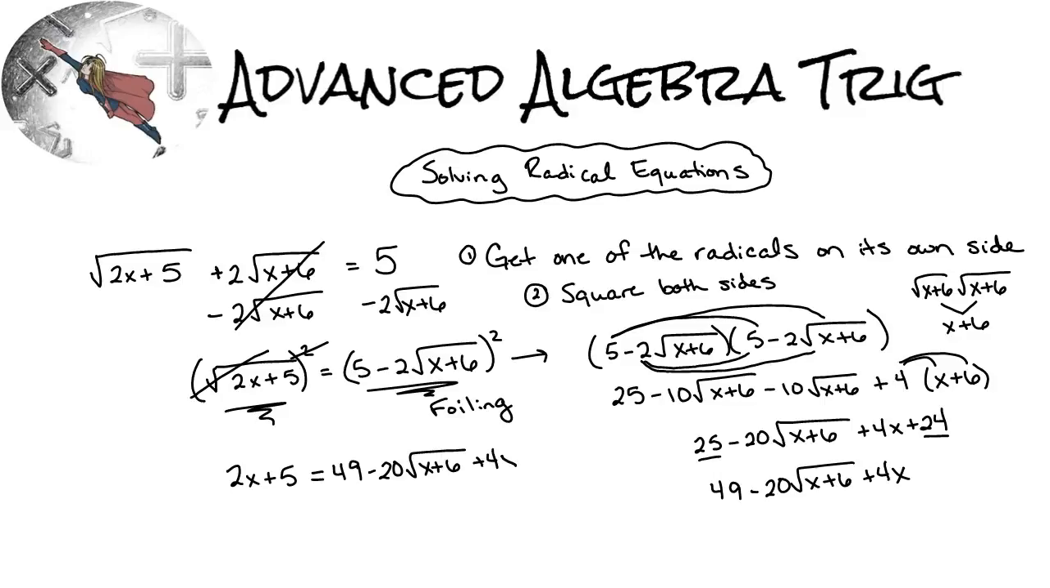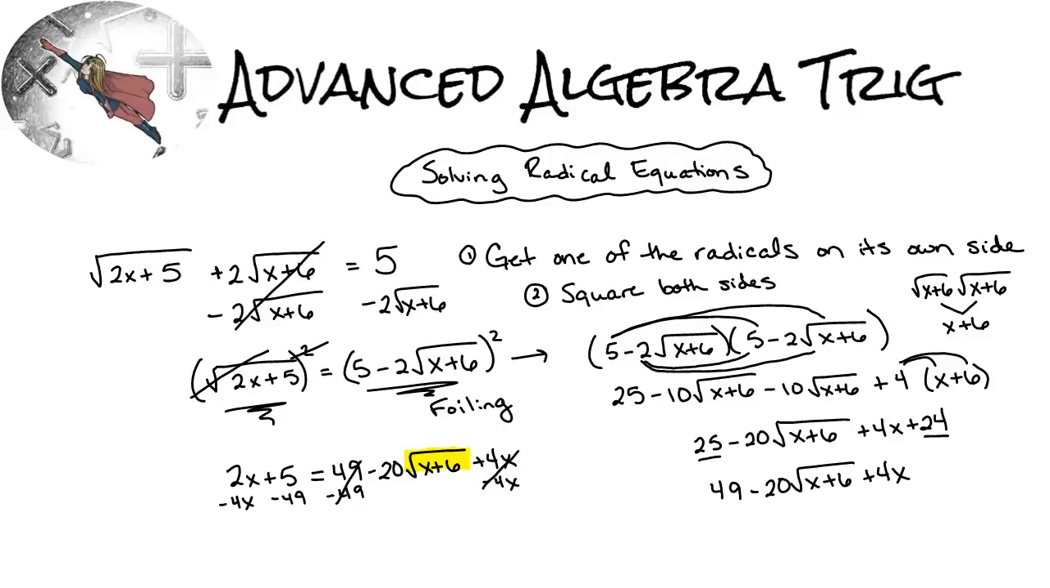Alright, now I kind of repeat the process because now I still have a radical. I'll just highlight it right there. It needs to be alone, and I need to square both sides of the equation again. So I will move stuff away from it. I'll do minus 49 on both sides. That'll get rid of that. And I'll do minus 4x on both sides. That'll get rid of that.